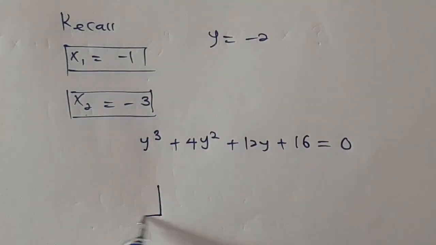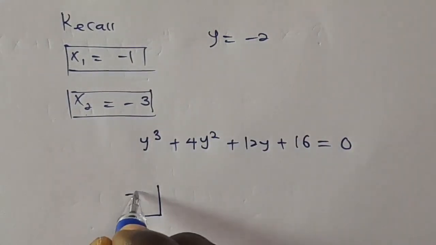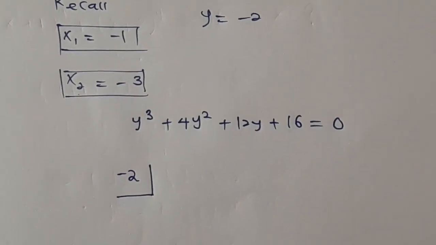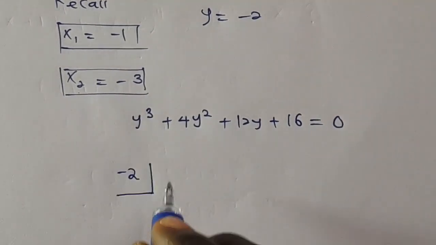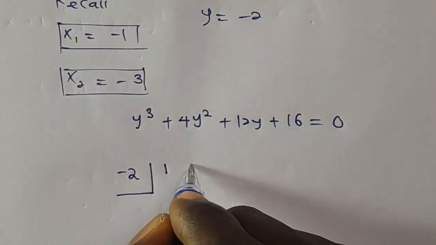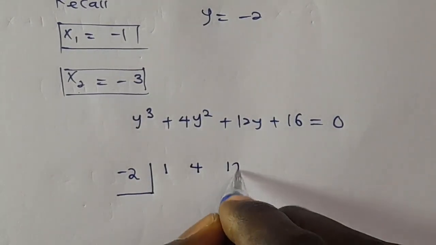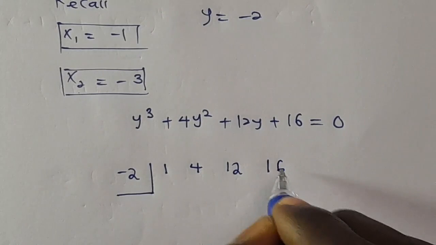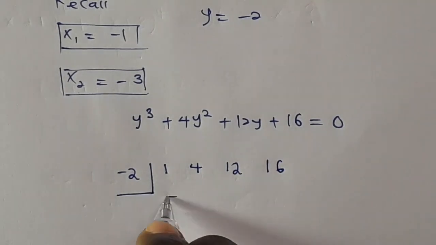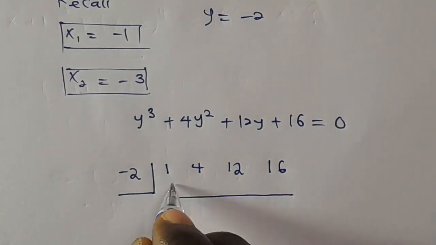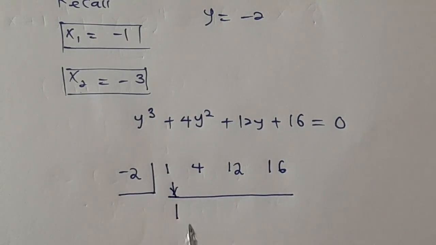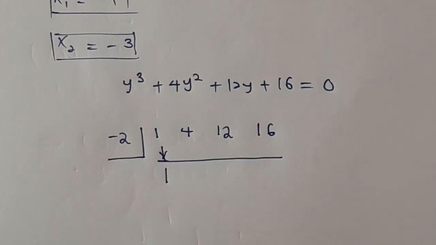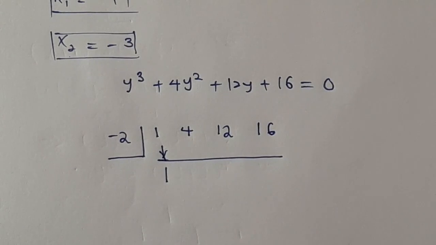You first of all have this. You have our -2 here. Now, what are the coefficients of this? We have it to be 1, 4, 12, and 16. Now we have to do this. Then we take back our 1 here.